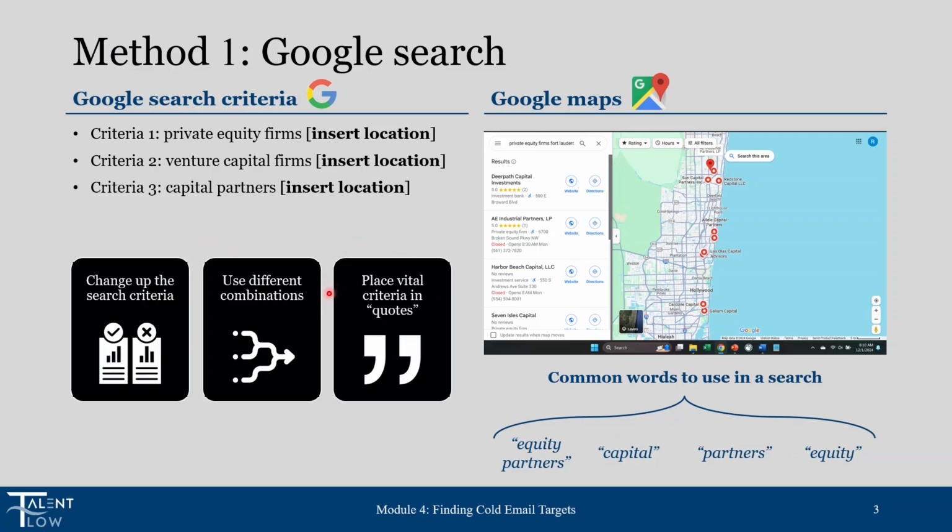results. Now, it's also important to note that you can place vital criteria in quotes, which will ensure that each result that pops up has that criteria in it. For our examples, we're going to stick with private equity, but just know that you can do this with venture capital and other firms too. Along with searching Google, we're going to use Google Maps as well. So let's hop over to Google and see how this works.